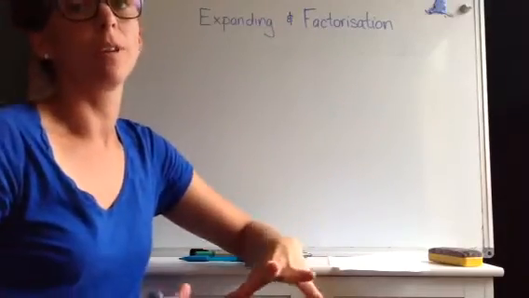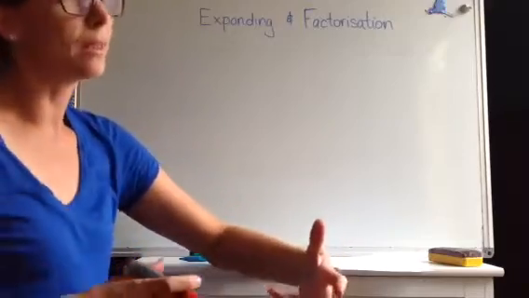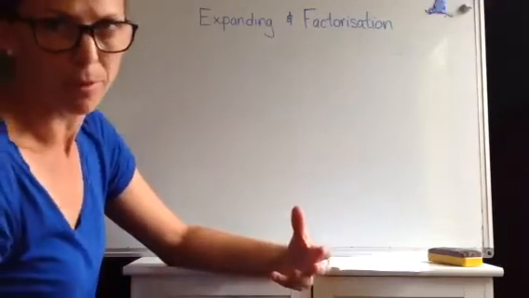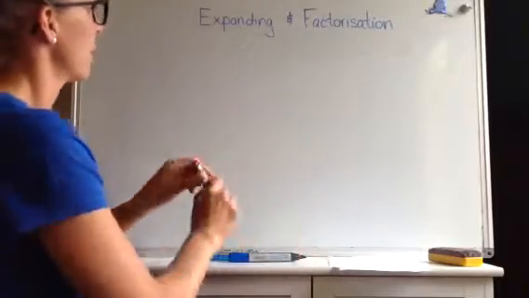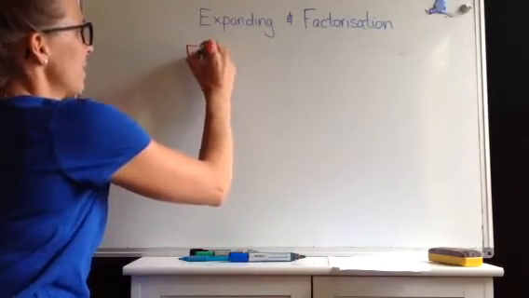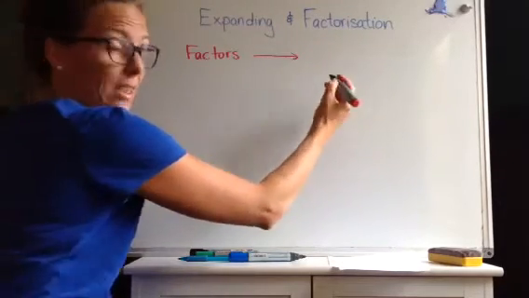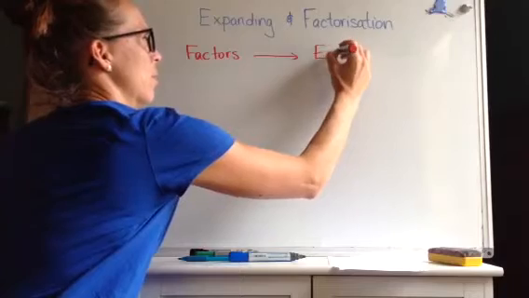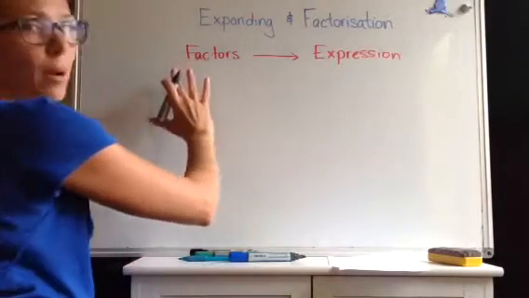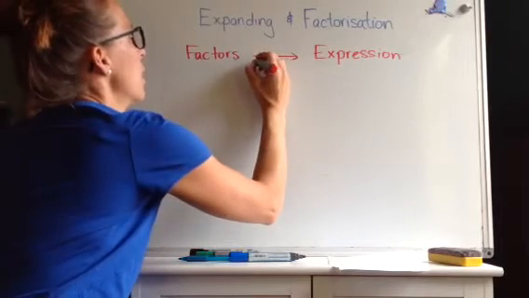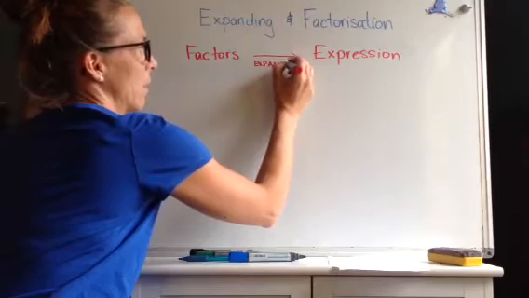And you've already been working on expansion, but maybe you're not really quite sure what that actually means. Okay, and we need to get that before we move into factorisation. So expansion is the process of going from some factors into an expression. Okay, so the process of going from some factors into an expression is called expansion or expanding.